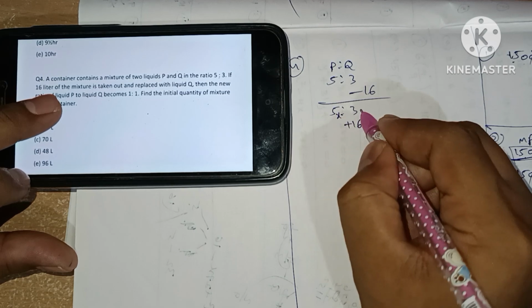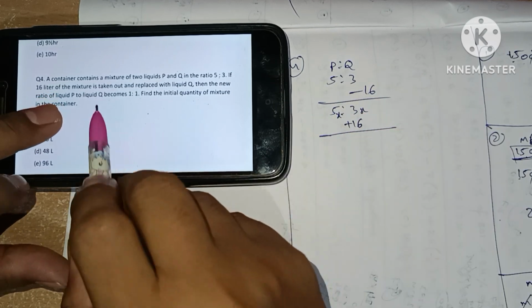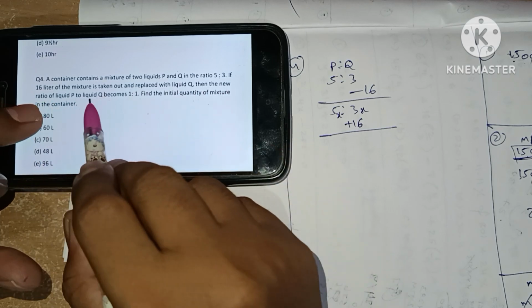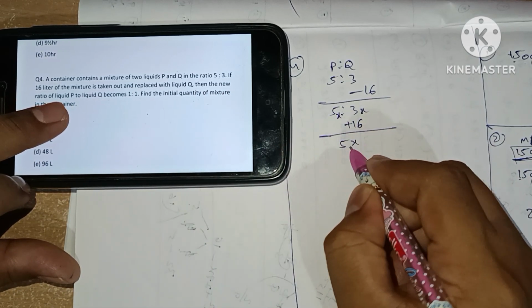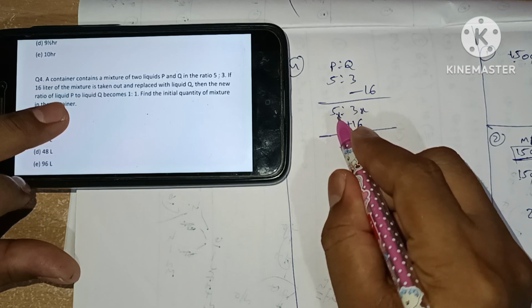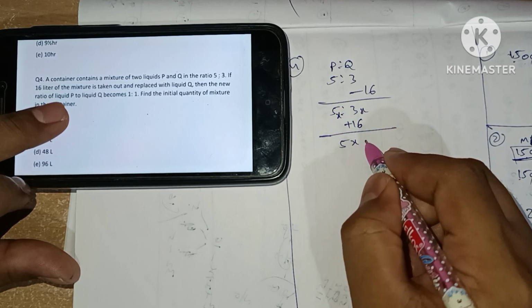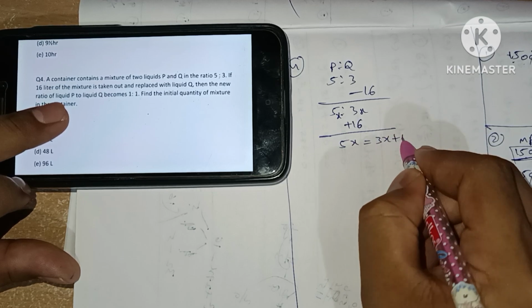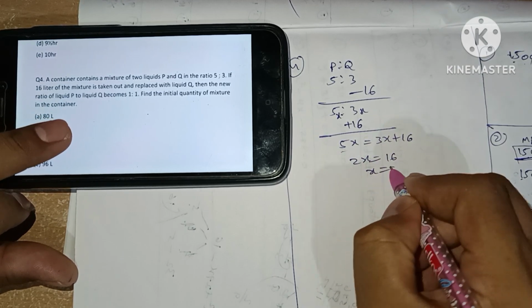We take these values as x. Then the new ratio of P to Q becomes 1:1. So now he says that 5x divided by 3x plus 16 is equal to 1 divided by 1. So it will be 3x plus 16. So what we have is 2x value is 16, x value is 8.